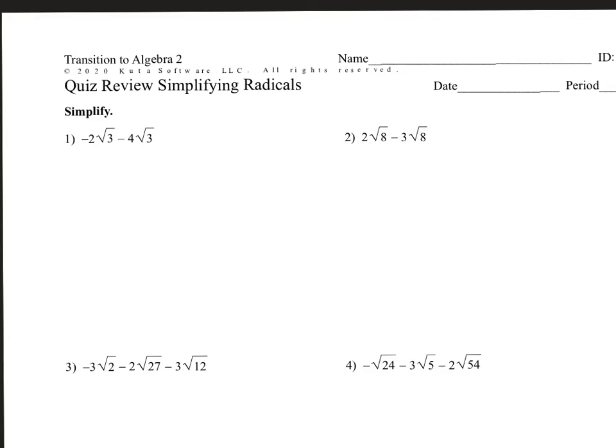For the first one, if you look at it, it seems like we have two things that look the same here. So radical 3. That means I just want to add together the numbers that are in front. So I have -2 minus 4, that's -6, radical 3. And that's all the answer is.